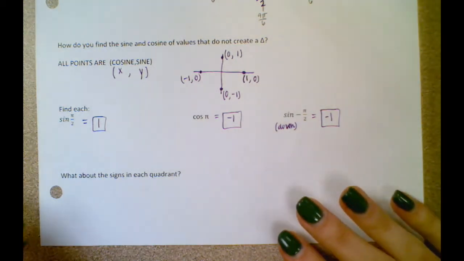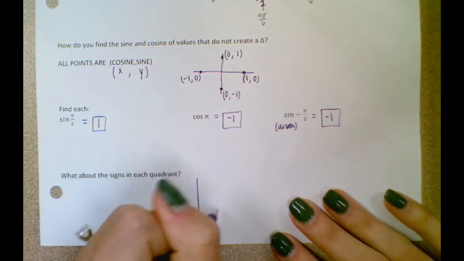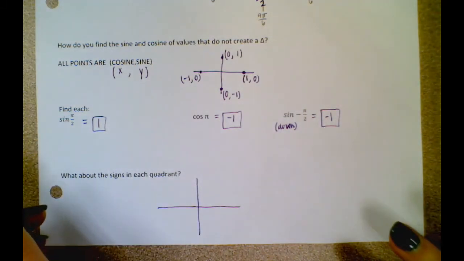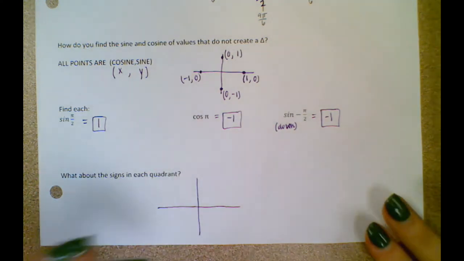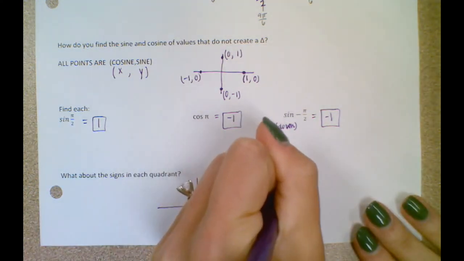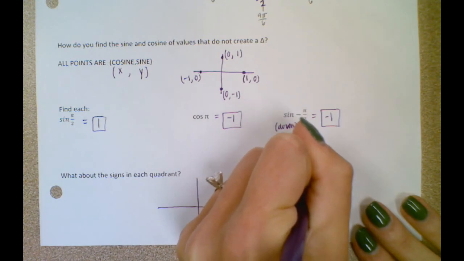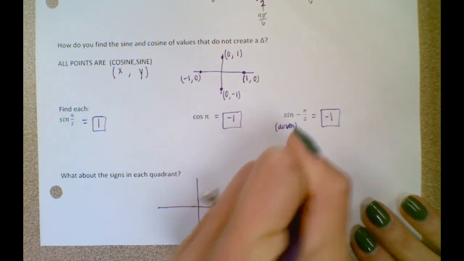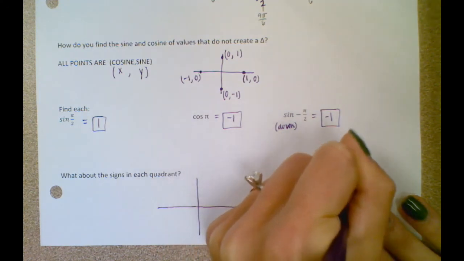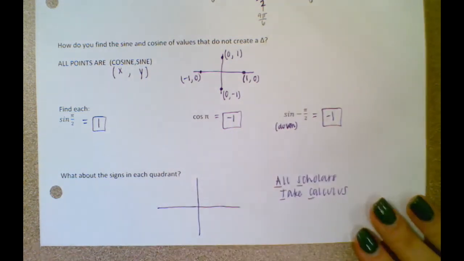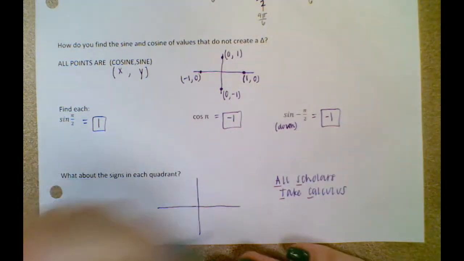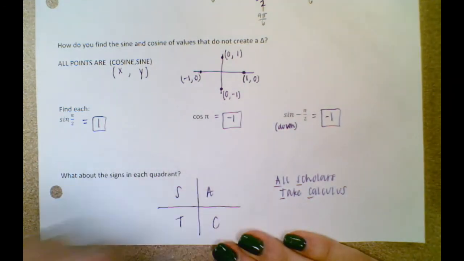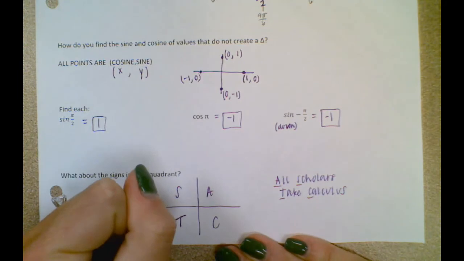All right, last part right here. What about the signs of each quadrant? This is talking about where sine, cosine, and tangent, which we're actually going to talk about later, are positive. If you can remember this saying, All Scholars Take Calculus. All Scholars Take Calculus. That will kind of help you guys with this. Just go in the order of the quadrants, okay?